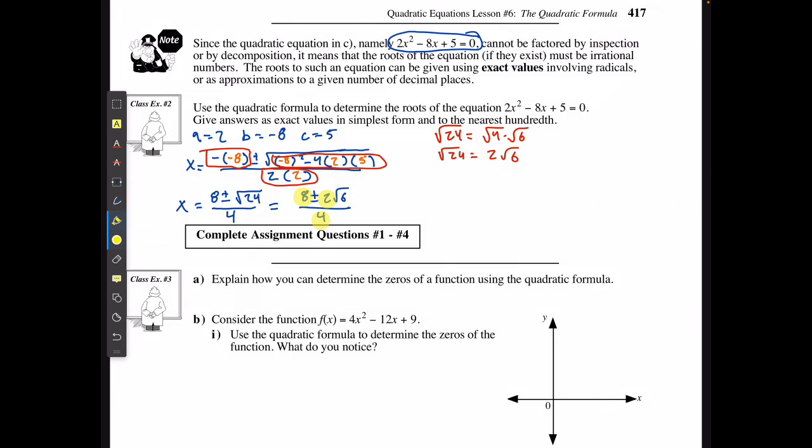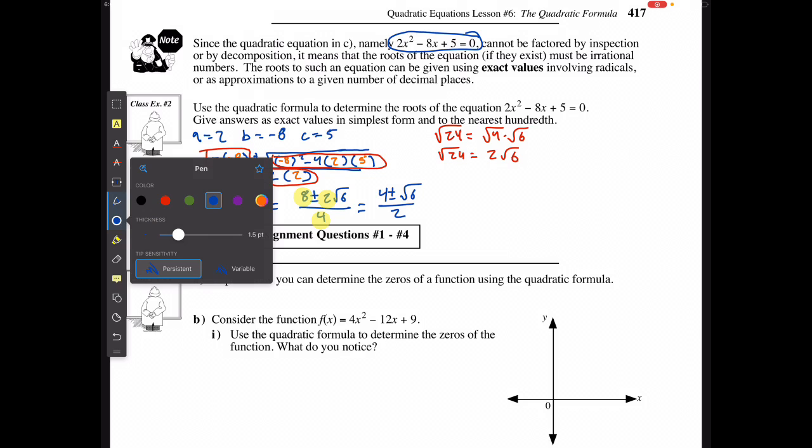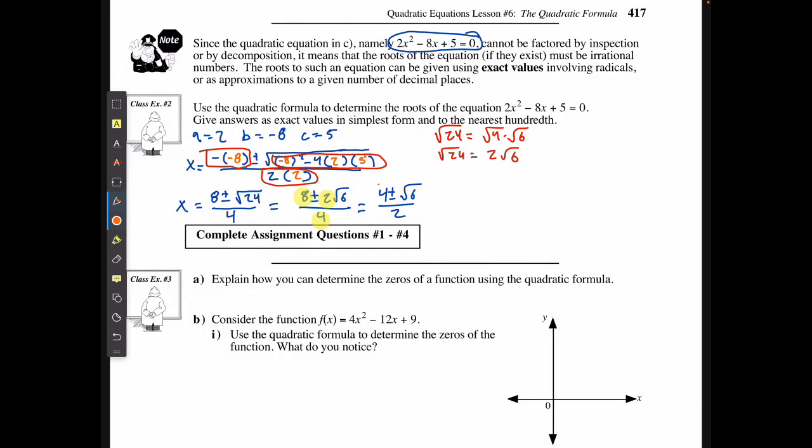And if I do that, I can simplify this to 4 plus or minus 1 root 6, or just root 6, over 2. This is my simplest form that I can do it in. I can't simplify this any further, so there's my simplest form.